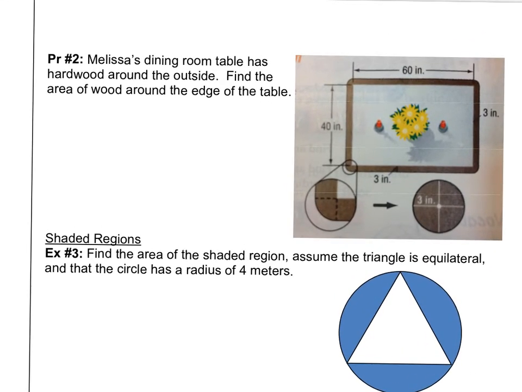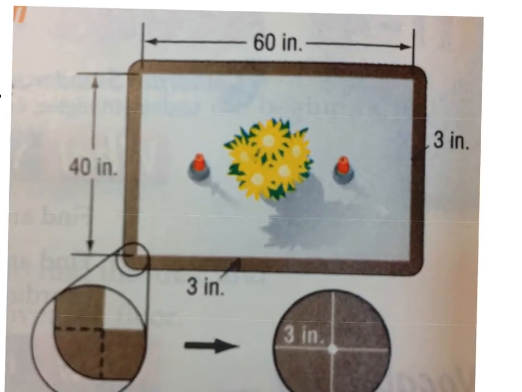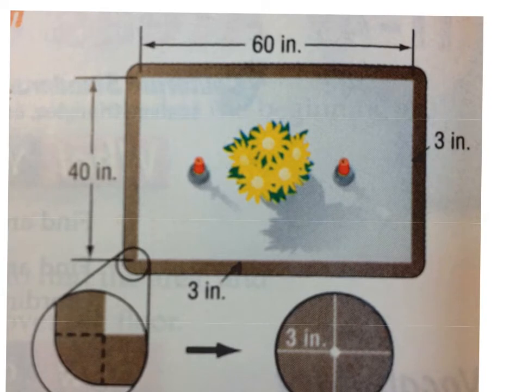Okay, so this one I want you guys to try on your own. It says Melissa's dining room table has hardwood around the outside, so here's the hardwood around the outside. Find the area of the wood around the edge of the table. So they do a couple things for you. They zoom in, they give you some dimensions. You can see that you have long, narrow rectangles here that are 60 by 3 inches wide, and this one's 40 by 3 inches wide.